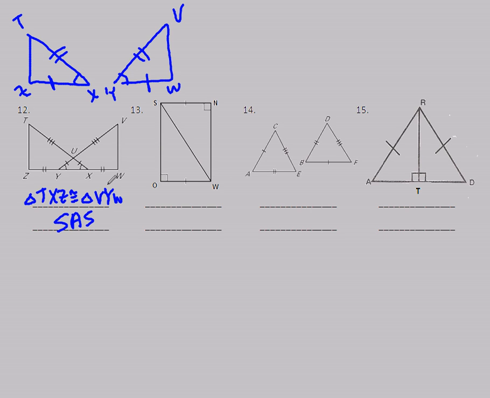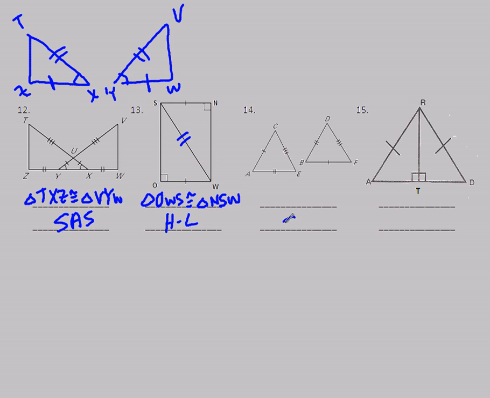Number 13, right triangles, so we have to remember hypotenuse leg. The question is, is it? Well, you have one congruent side, one congruent angle. The shared side in the middle means yes, it's side, side, angle, but with a right angle, that means it's hypotenuse leg. Triangle OWS congruent to triangle NSW. OWS and SW.